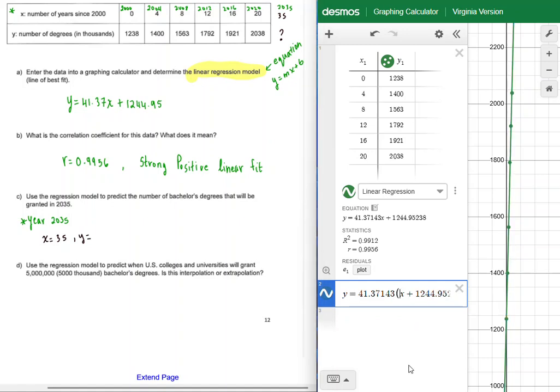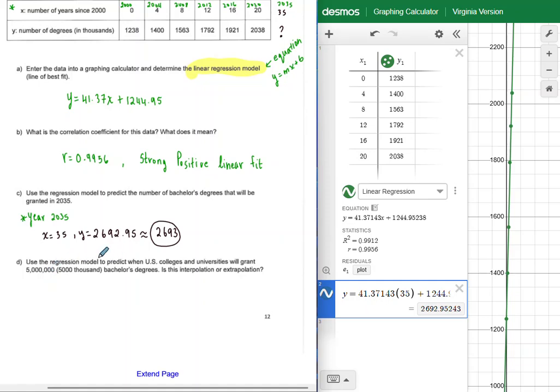So I'm going to put parentheses around the x, remove the x, and substitute the number 35 so I can see. Basically what Desmos did was take this, multiply it by that, and then add the y-intercept, and we get 2,692.95. So in thousands, I should probably round this up. So this is actually going to round up to be 2,693 degrees.